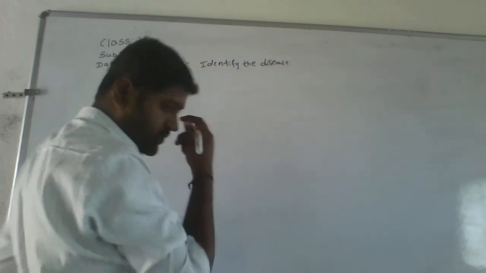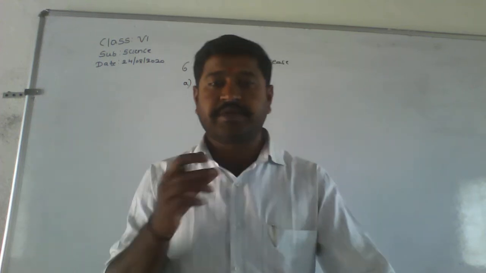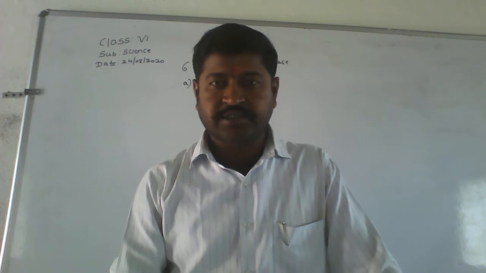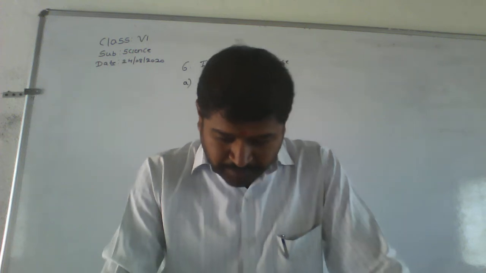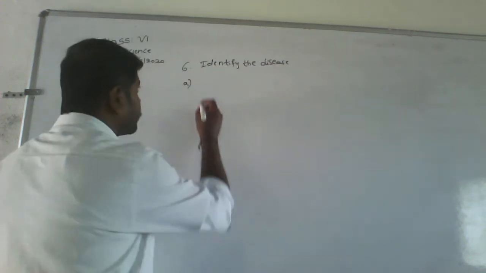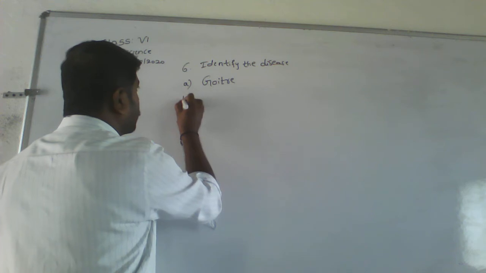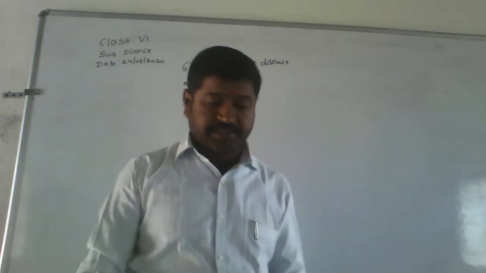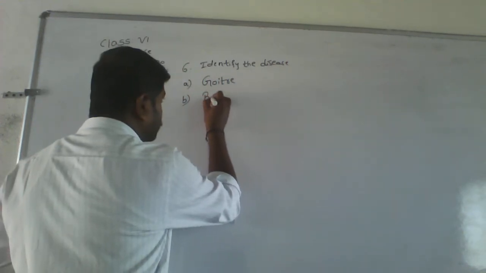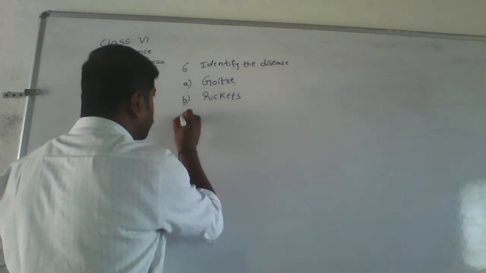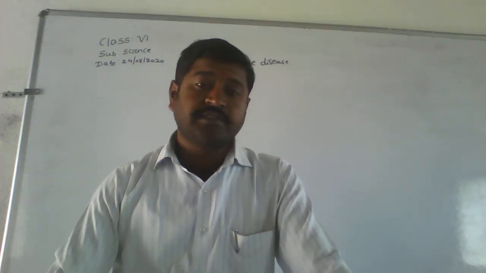In the first one, a person's throat has been swollen. So it indicates there is a deficiency of iodine in him. So the man is suffering from which disease? It is goitre. Then the second picture shows rickets.